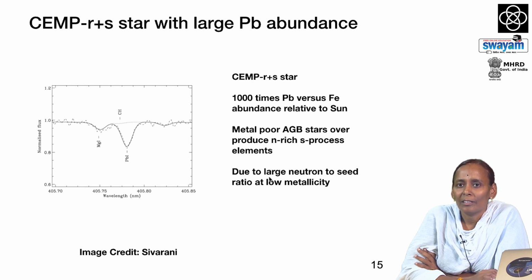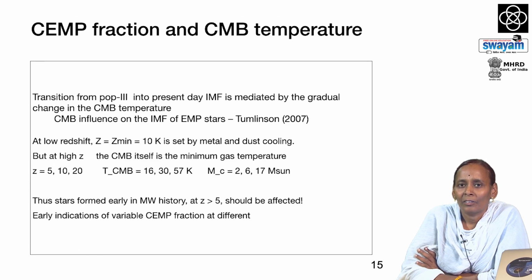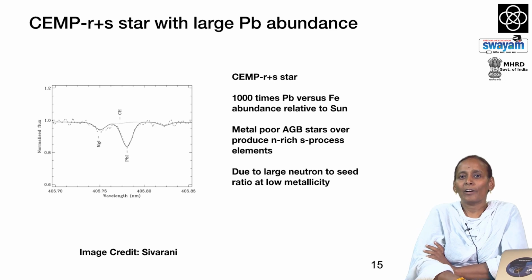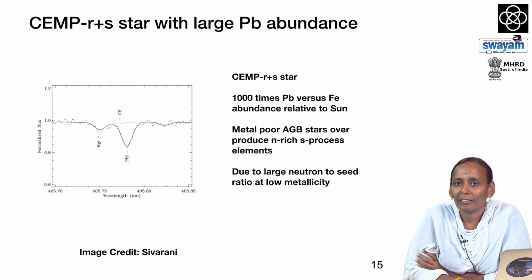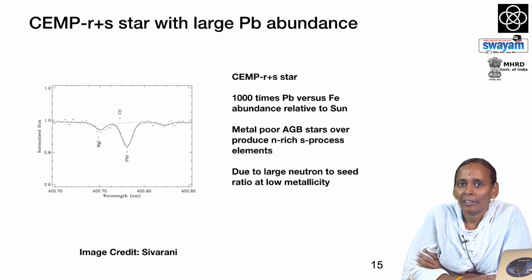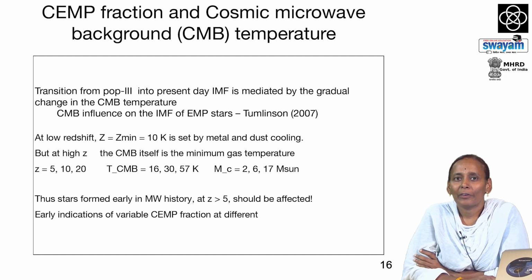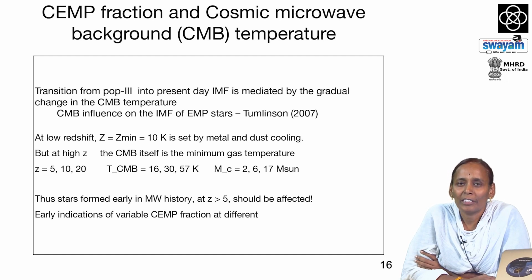Primarily due to large neutron to seed ratios at low metallicities. And so this kind of solves some of the puzzles in the solar system abundances, where lead was thought to be primarily coming from the radioactive decay of uranium and thorium. But with the study of CEMP stars, now we understand a large amount of lead is produced by metal poor AGBs.